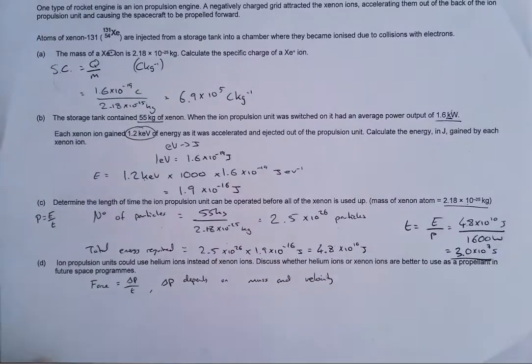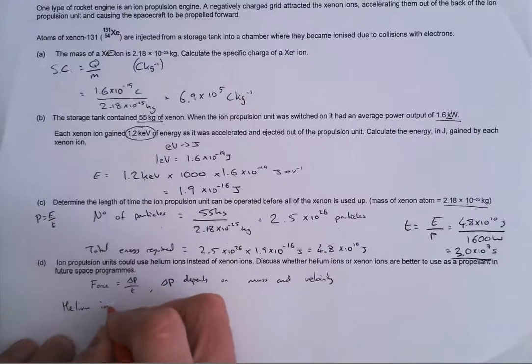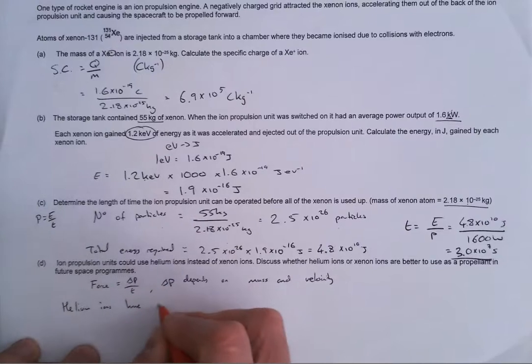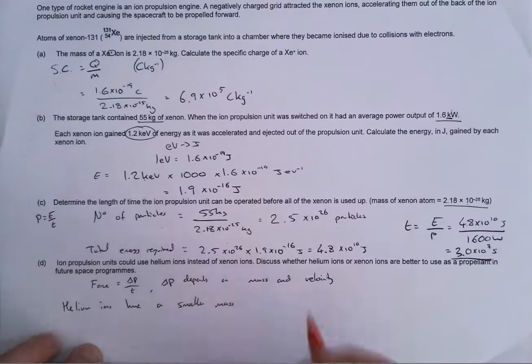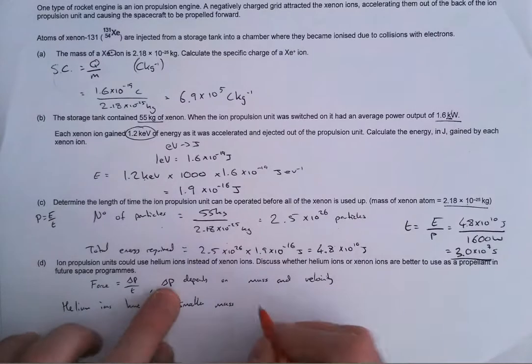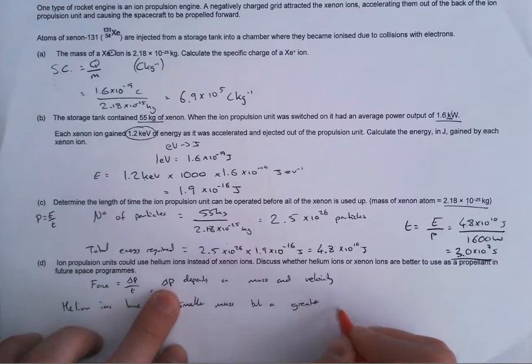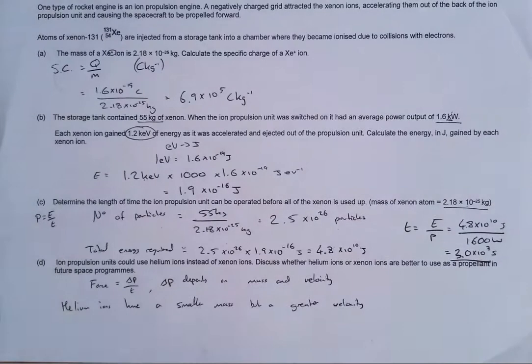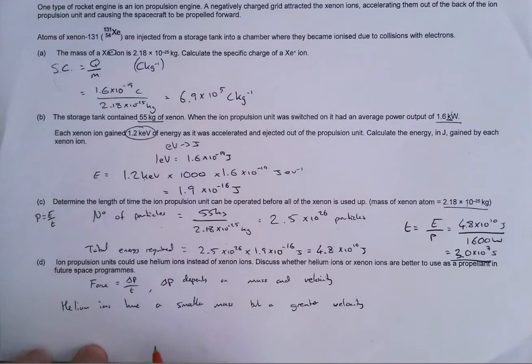So what's going to happen if we use helium? So helium ions have a smaller mass, so less momentum, but a greater velocity, because obviously it's easier to accelerate things with a smaller mass. So the question is, which one of these two factors is going to be greater, and is this change in momentum going to go up or down?